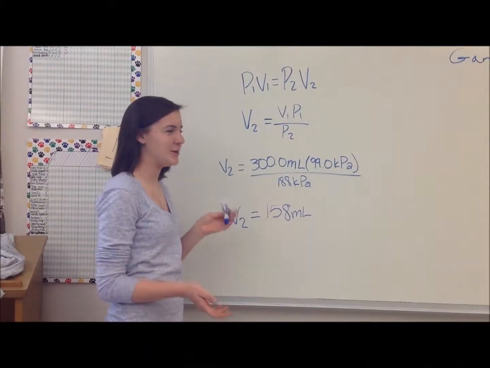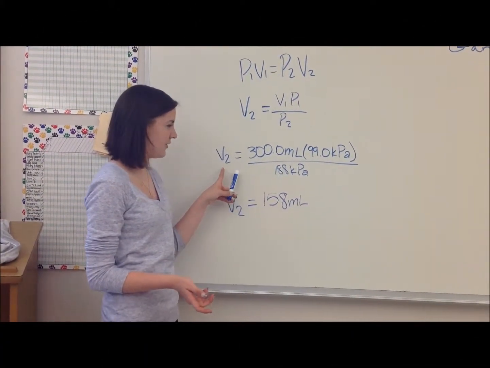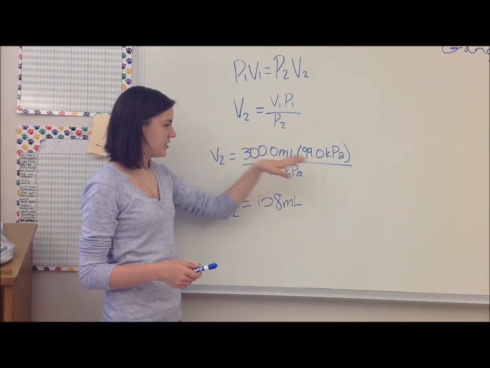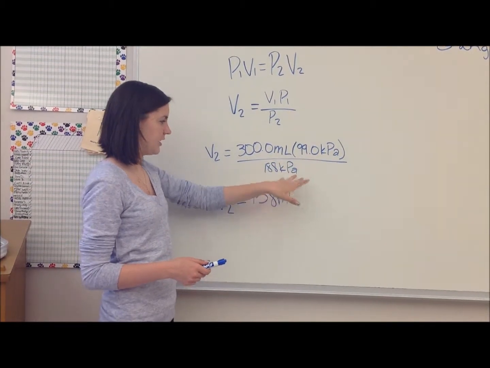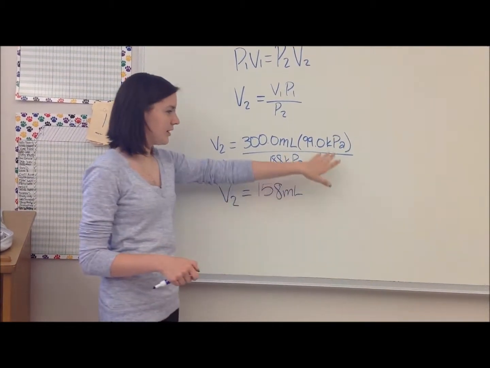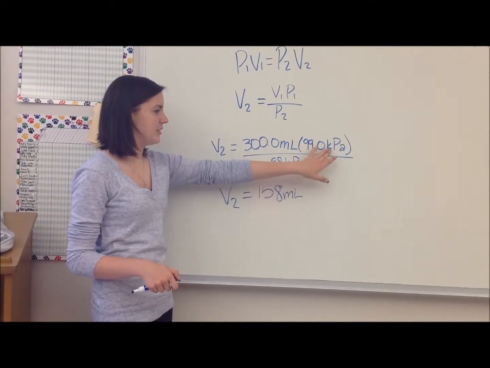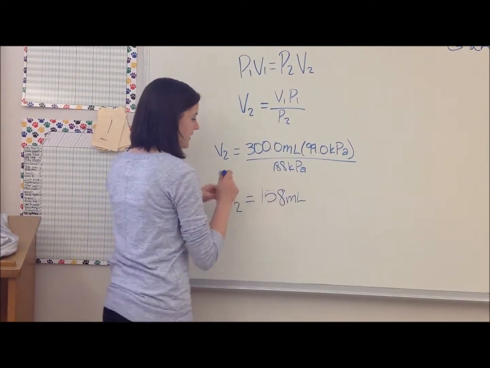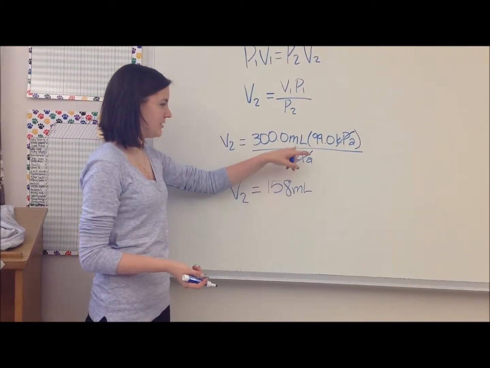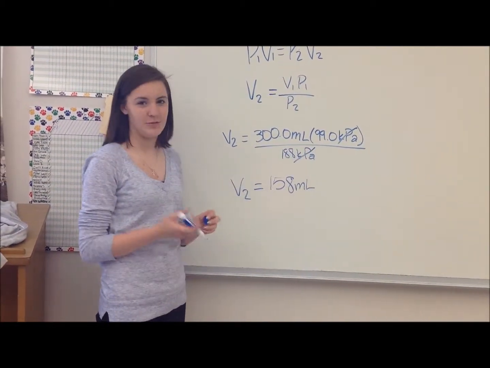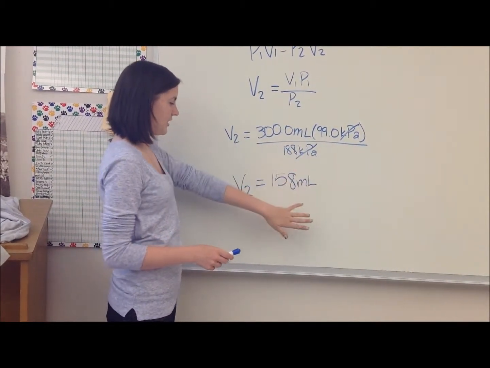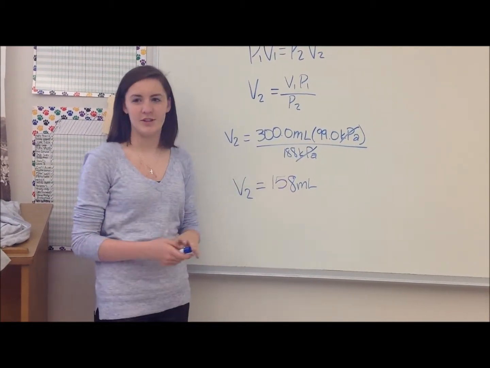Alright, so in our problem, we are trying to find the second volume. So you have the volume of your first and your pressure in kPa, which stands for kilopascals. Since you have kilopascals in both the numerator and the denominator, they would cancel each other out, leaving you with just milliliters, which is what you want for volume. If you do all the math together, you should get 158 milliliters for your second volume.